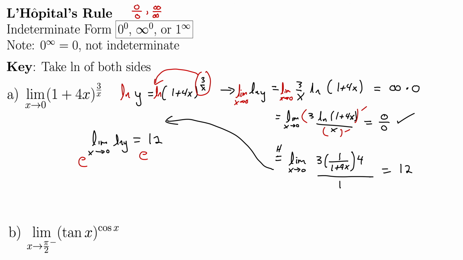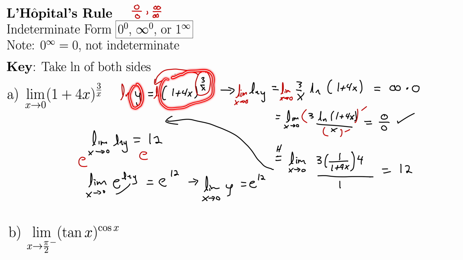So this really becomes the limit as x goes to 0 of e to the natural log y equals e to the 12th. And e and natural log undo each other here because they're inverse functions. So this gives us the limit as x goes to 0 of y equals e to the 12th. But when we first started, y up here was this whole function, 1 plus 4x all to the 3 over x. Thus, e to the 12th is our final answer.